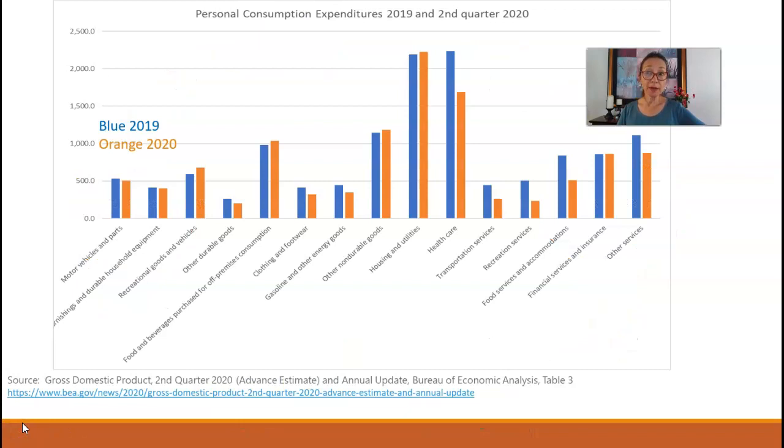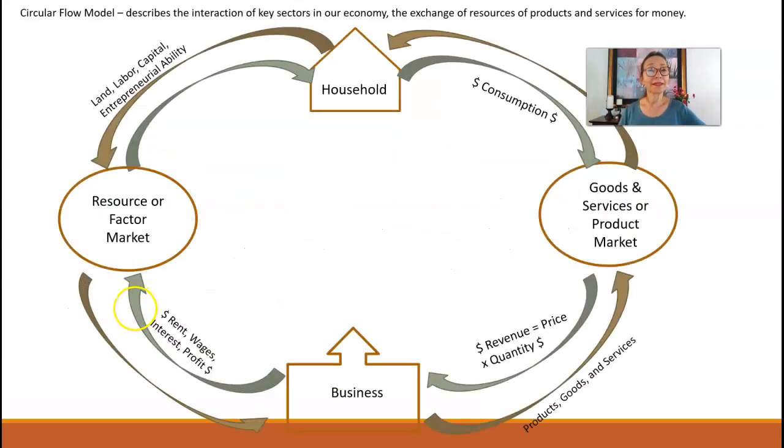So here's a thought experiment for you. What would happen if the household sector stopped buying stuff? Very serious consequences. So think about that. Let me go back one slide. Imagine if the household sector stopped buying items, goods and services. Businesses would have no revenue. And if businesses had no revenue, then they couldn't pay rent, wages, interest, and profit.